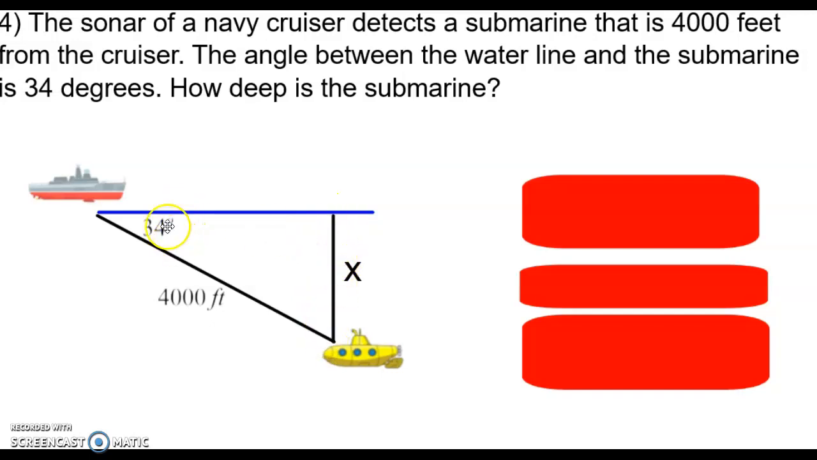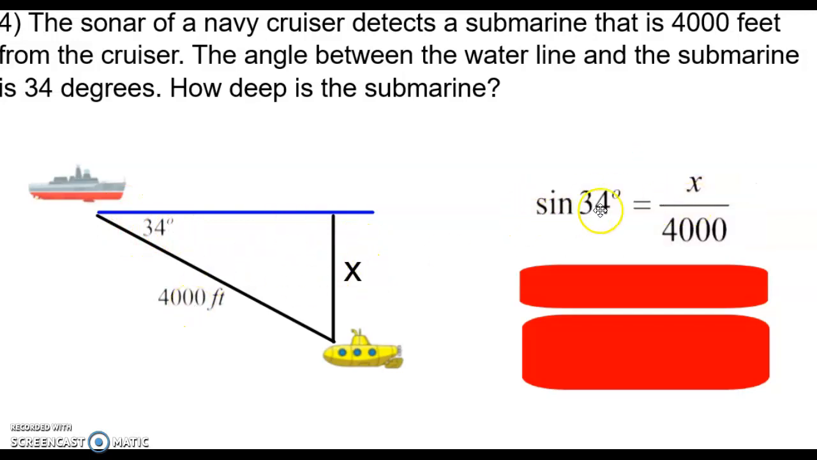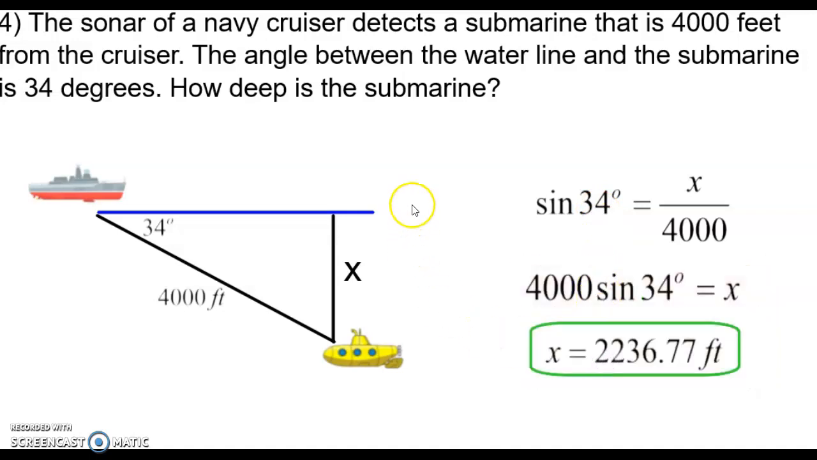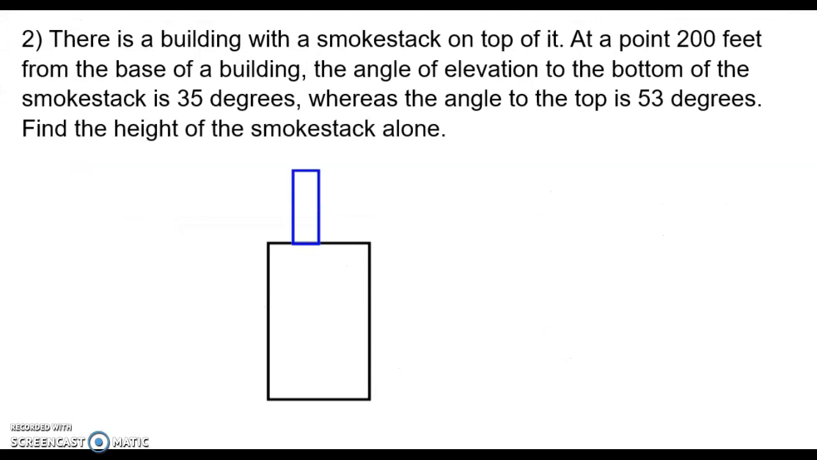Noticing we have, again, this angle measure, the opposite and the hypotenuse, we're going to use sine again. Then multiply both sides by 4,000 and make sure that you are in degree mode to get 2,236.77 feet. All right, now we're going to go back to number 2 on the front.